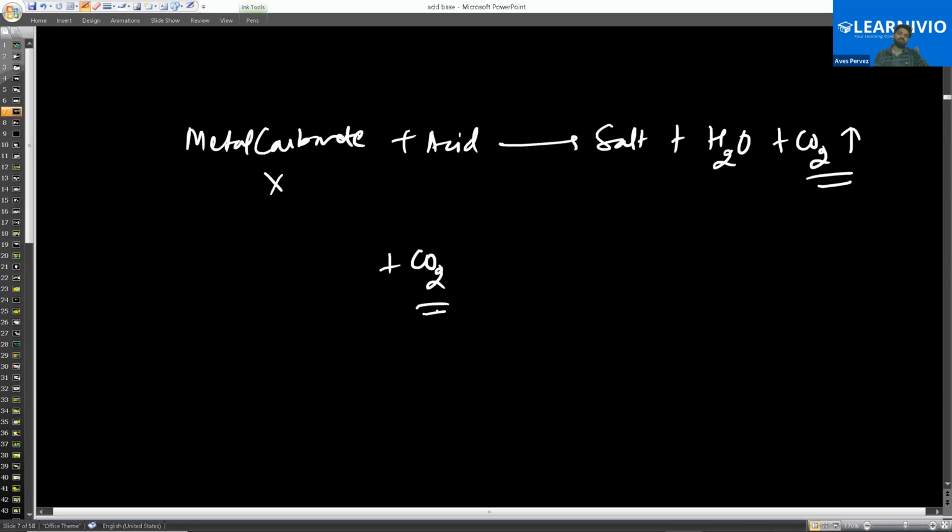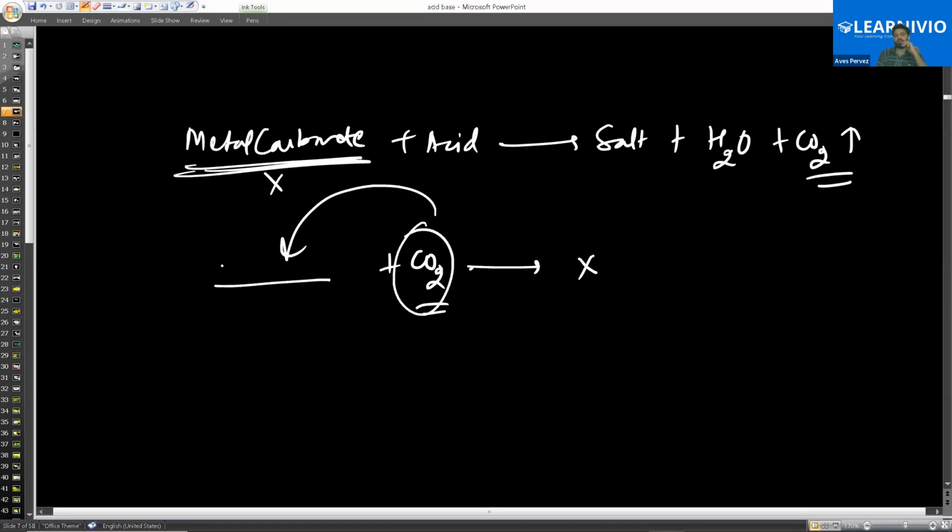Now he is further saying that this carbon dioxide, when passed through a solution Y, gives the metal carbonate back, meaning X. It is a very popular reaction: when carbon dioxide is treated with lime water, Ca(OH)2, it always gives calcium carbonate, CaCO3, plus water. Because of this, the lime water turns milky.